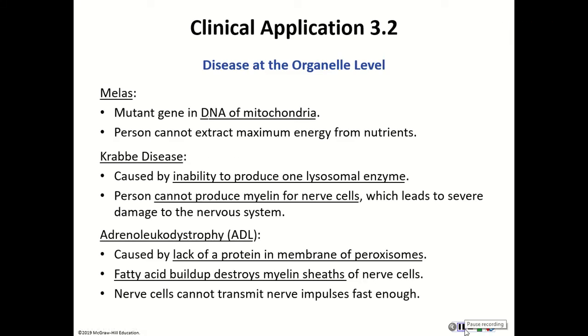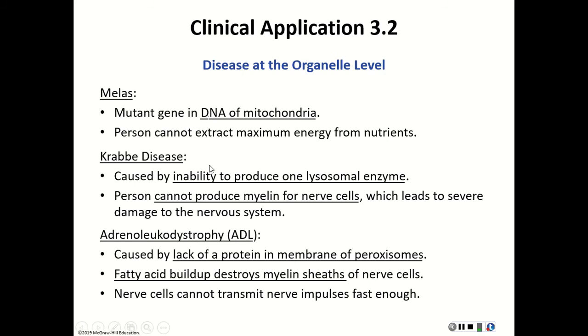So a little bit about the diseases of the organelles. MELAS is a mutation in the genes found in the DNA of the mitochondria. I know we talked about how DNA is usually in the nucleus, but there is a little part of DNA that is in the mitochondria. A mutation in that mitochondrial DNA means you have now mutated the powerhouse of the cell.